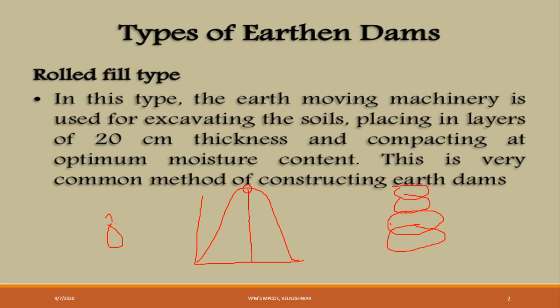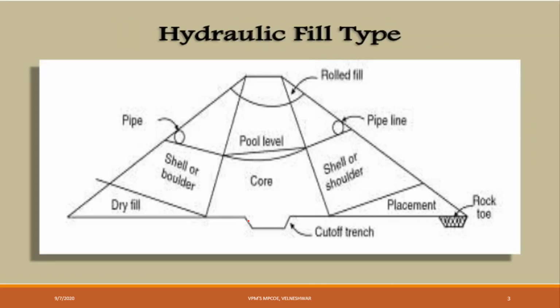Generally, we determine how much water is required for that type of soil, and we mix that water with the soil, and then we make compaction. This is a very common method of constructing an earthen dam. Generally this is the common method. Okay, next.